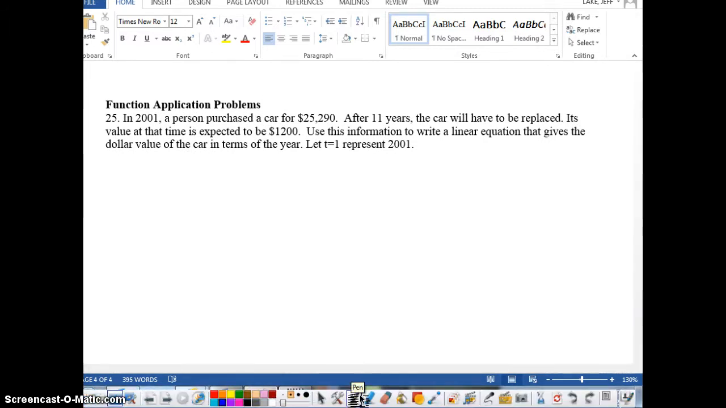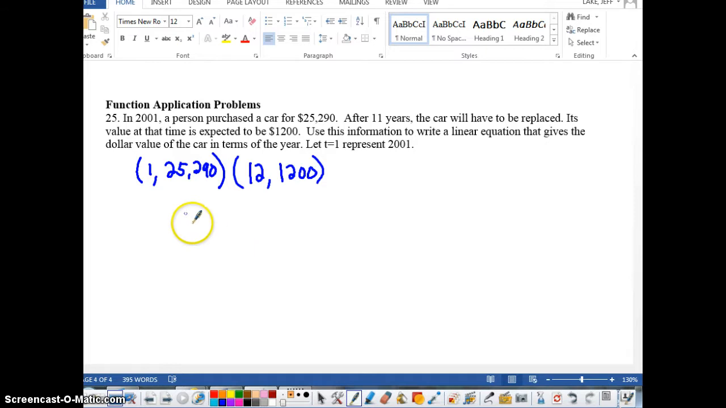So in 2001, a person purchased a car for $25,290. So we're going to make that 1 comma 25,290. That's my first point. The second point, it says here after 11 years. So 11 years after 2001, that's 2012. That's going to be 12 comma. The car is going to need to be replaced. It's expected to be worth $1,200.